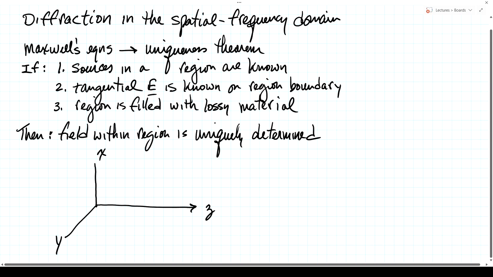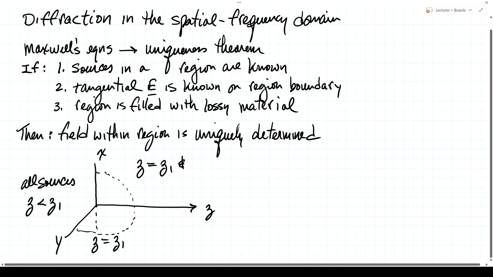So, imagine this is the plane z equals z1, and all sources are to the left in the half space z less than z1, and our region then is going to be the region z greater than z1, which we're going to represent as a hemispherically bounded region. So bounded on the left by the plane z equals z1, and on the right by the hemisphere, z equals z1 plus the square root of r squared minus x squared minus y squared, which is the equation of a sphere centered at x equals 0, y equals 0, z equals z1, and it's only the right half of that sphere, the hemisphere, with the radius going to infinity.